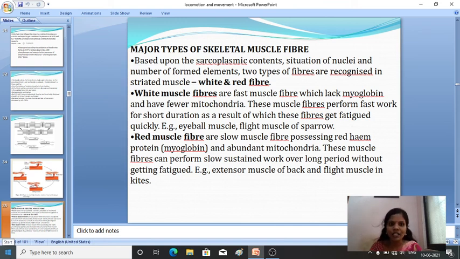Hope you understood this slide. You should know the difference between the white muscle fiber and the red muscle fiber.